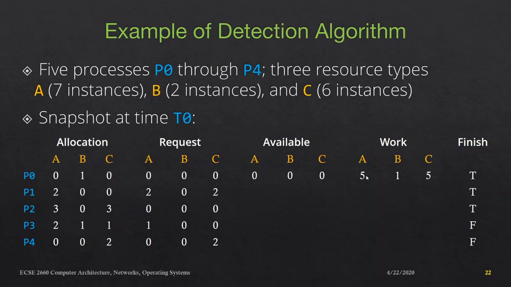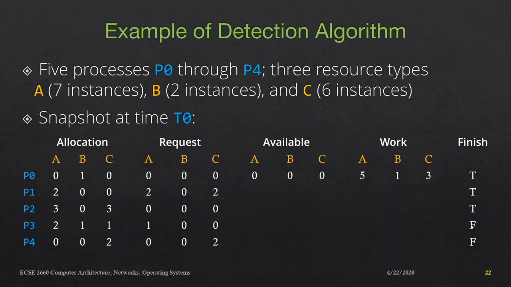Okay, I think I made an error here. Once P1 finishes, it will add 2, 0, 0. So this needs to go back to 3, because it is allocated 2, 0, 0. It released 2, 0, 0. That becomes, with P2, yes, 5, 1, and 3. Right. Okay, so we had finished P0, P2, P1.